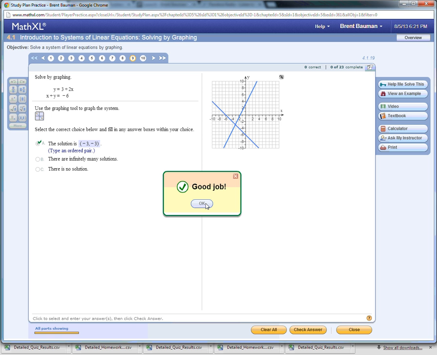So that's solving a system of equations using graphing. And then I also showed you elimination and substitution. Hope that was helpful.